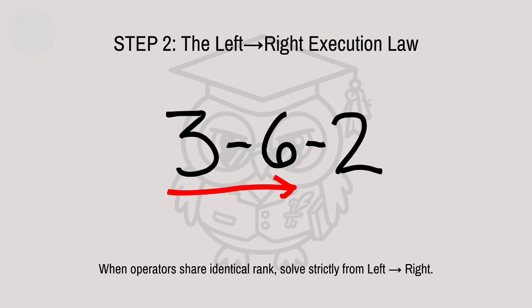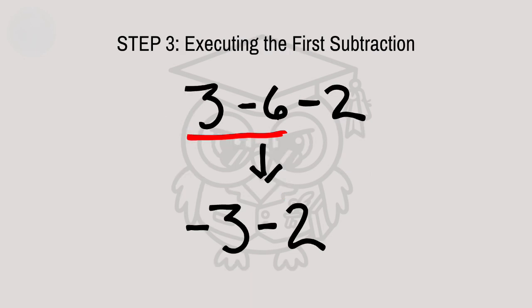The remaining string contains two operators of the exact same type, subtraction and subtraction. Because they share an identical priority rank, we must calculate the term strictly from left to right. This makes our next mandatory operation the front block, 3 minus 6. Now we can perform the subtraction step on the left by taking 3 and subtracting 6.